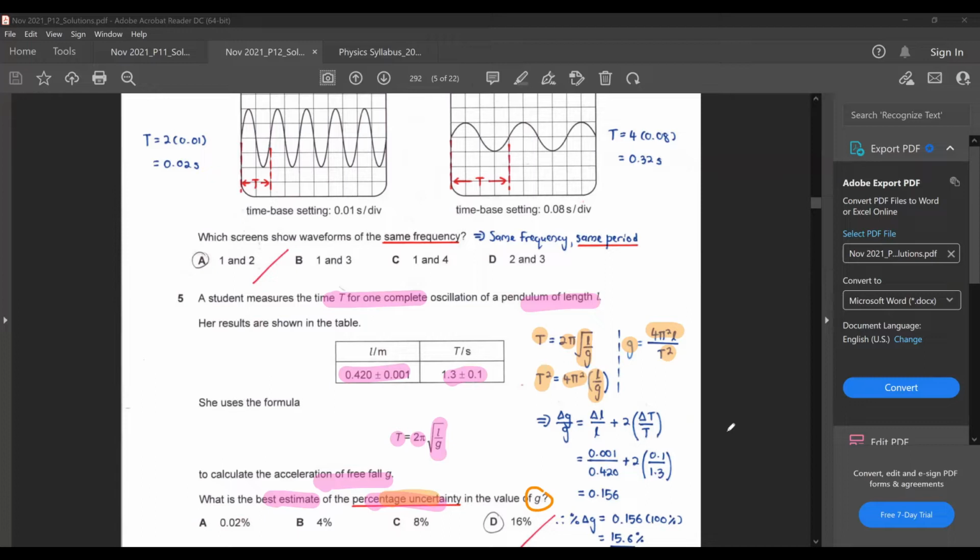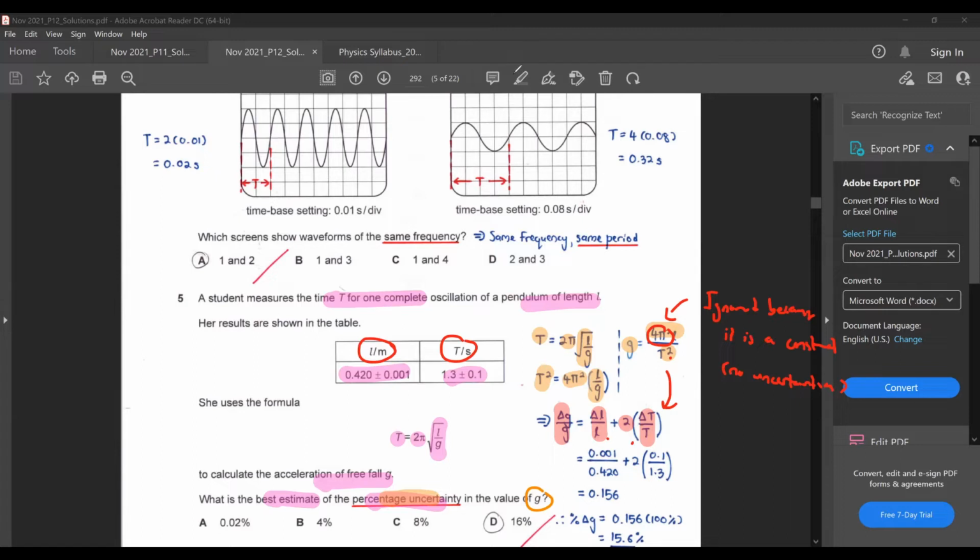Then from here, you want to change it to fractional uncertainty form. You get fractional uncertainty of g equals fractional uncertainty of L plus 2 times fractional uncertainty of t. The 4 pi squared is ignored because it is a constant. Okay, it has no uncertainties. The only ones with uncertainties are L and t. That's why you only consider those two. And because t is squared, you have to bring down the power.